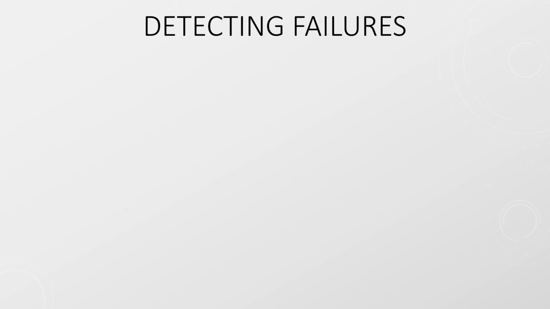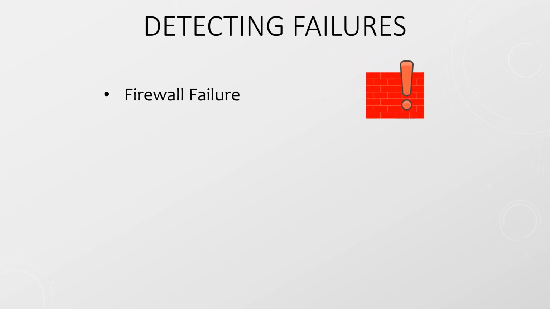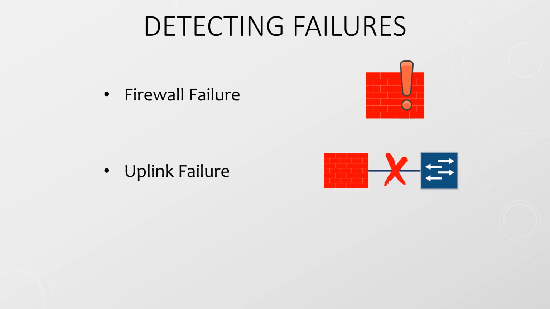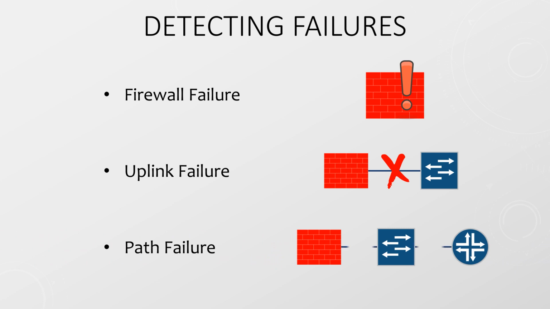So obviously the point of HA is to protect against failures. Roughly speaking, we can group failures into 3 categories. The first is a firewall failure, where one of the firewalls stops working for some reason. The second is uplink failure, where a link connected to the firewall goes down. The third is path failure, where something upstream of the firewall fails. Of course, there is a scenario which we're not talking about here, which is when an administrator manually causes a failover, perhaps to install an update. We'll look at that in the next video.